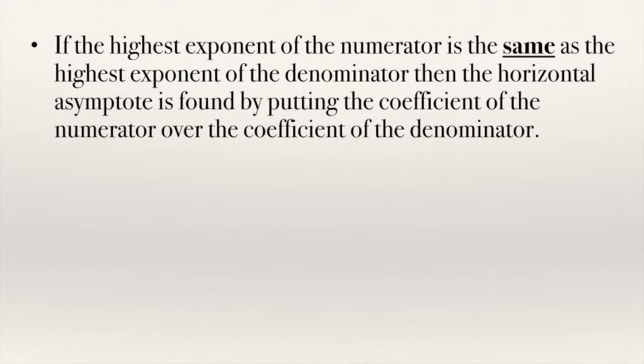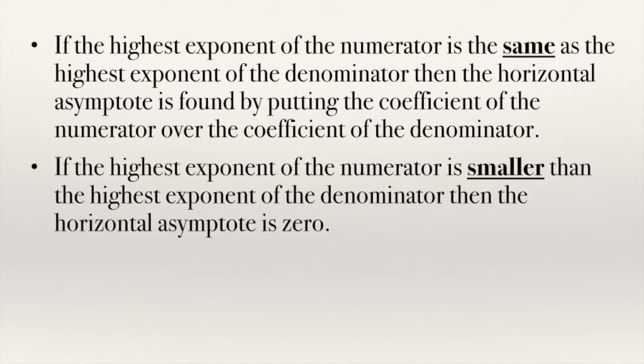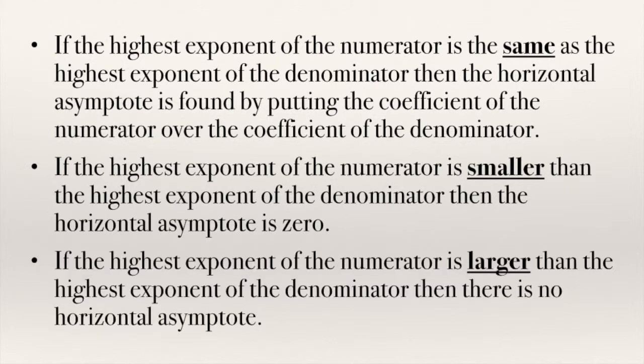If the top exponent is smaller than the bottom exponent, my horizontal asymptote is 0. And the third one is the other way around. If the top is bigger than the bottom, that means there is no horizontal asymptote. So my limits are going to be whatever my horizontal asymptote is. So if I have a horizontal asymptote of 0, then as I head out towards infinity, what should my graph eventually do?